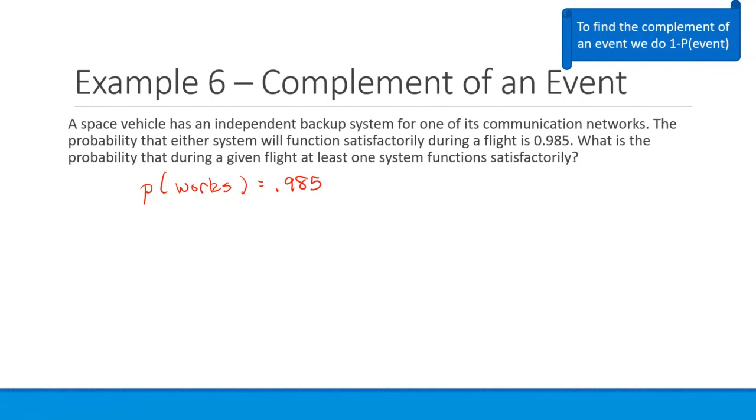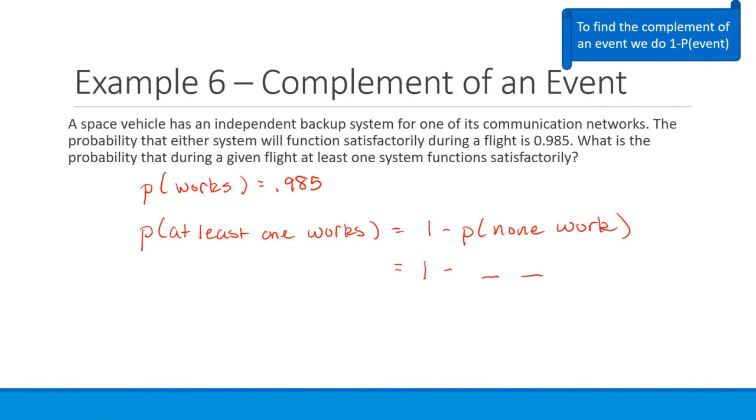So we're just going to do the probability that at least one works is 1 minus the probability that none work. We then need to figure out the probability that none of them work. And again, let's just assume that we have 2 systems here. We have the regular one and then a backup system. So let's just say there's 2 systems. So 1 minus the probability of none working. Well, if we have 2 systems, we have 2 spots here.